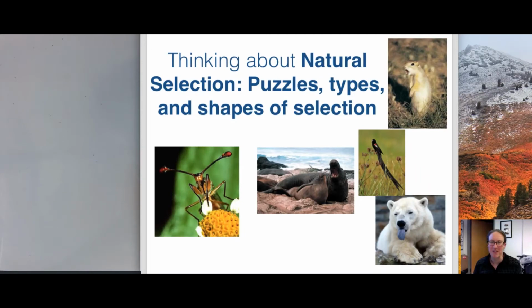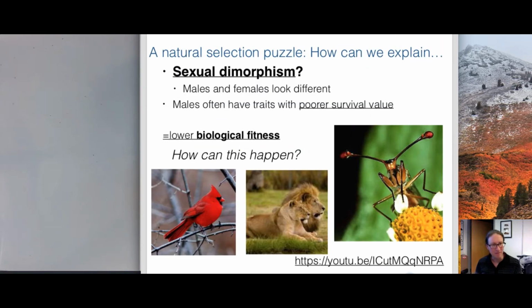We're now going to start in on one of my all-time favorite topics in this course, where we're going to be thinking some more about the whole notion of natural selection. And in particular, we're going to explore some puzzles, talk a little bit about types of natural selection, and then we're going to talk about the shapes of selection. And this is my favorite part of the course because we get to talk about all kinds of wild animal stories. So we're going to start out with these puzzles.